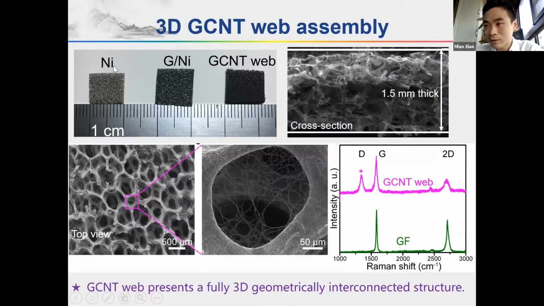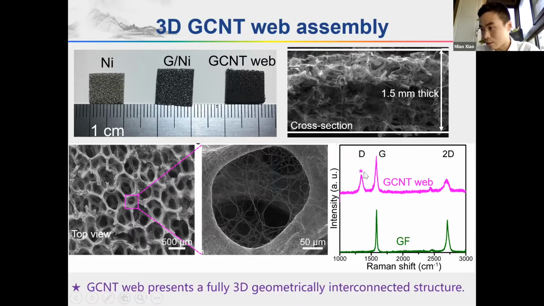And from the photo images, we can see that with the growth of the graphene and the carbon nanotubes, the color becomes deeper. And also from the SEM images, we can see the microstructure and macrostructure of the scaffolds, which can reach a thickness of 1.5 millimeters. And with the amplified SEM pictures, we can see that the carbon nanotubes fill the holes of the graphene foam, and they leave space between the carbon nanotubes. This kind of space has a very large size distribution. The size can range from hundreds of nanometers to tens of micrometers.